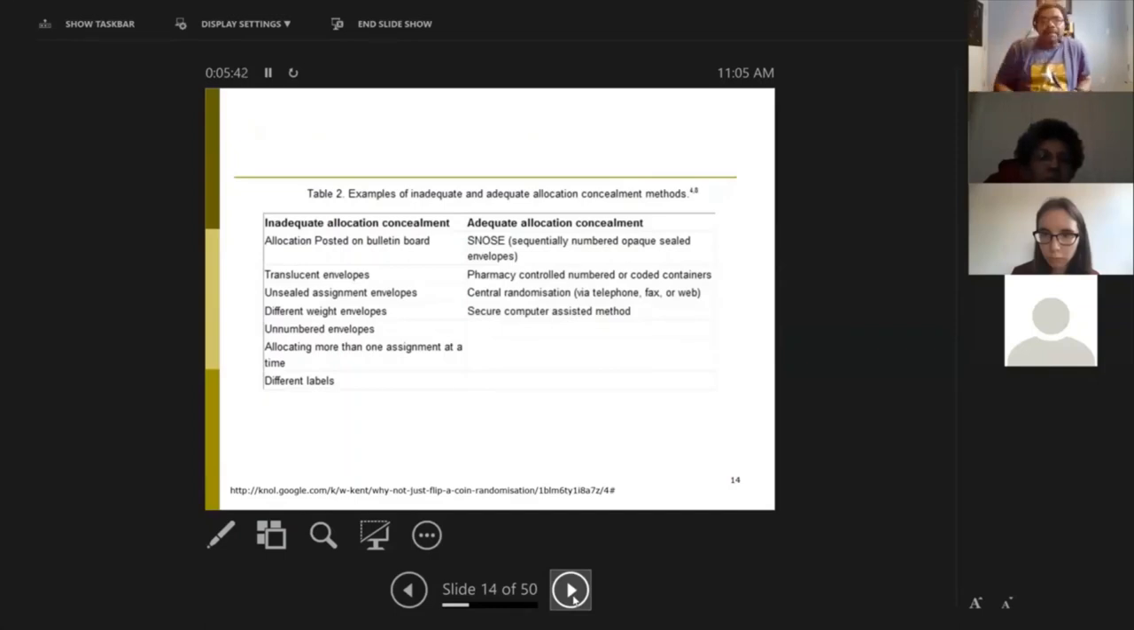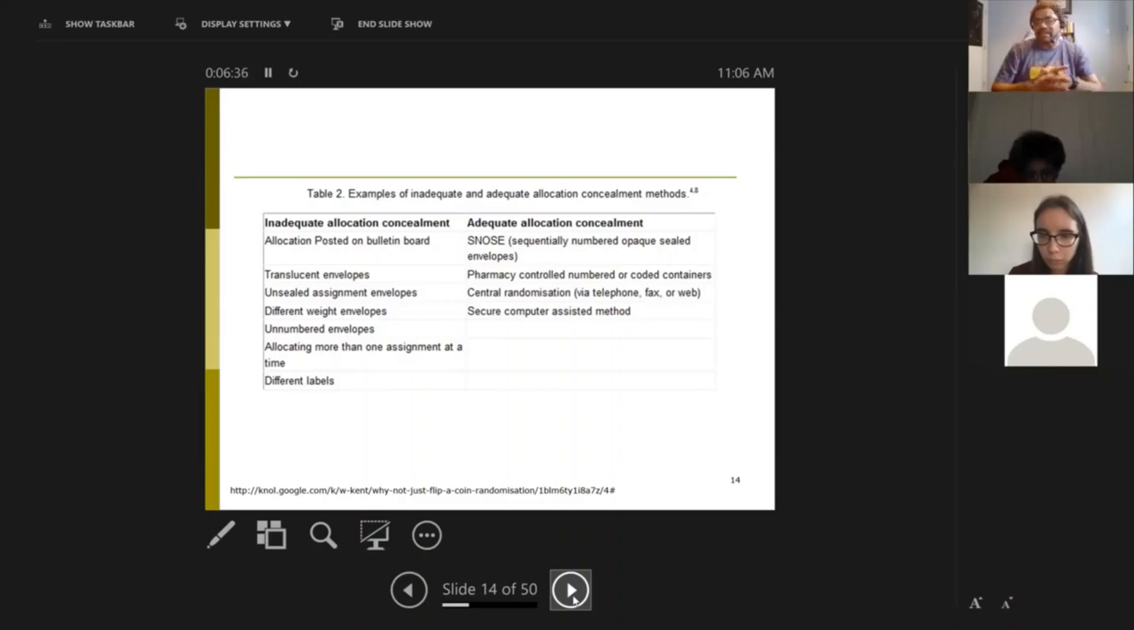So again, allocation posted on the bulletin board, translucent envelopes, unsealed envelopes, envelopes of a different weight, unnumbered envelopes, different colored looking labels, none of them should be used for allocation concealment. The best approaches would be serially numbered, opaque, sealed envelopes of the same kind. Serially numbered, because if anybody picked another envelope out of turn, you will know in an audit. Another approach is pharmacy controlled numbered or coded containers, where the patient, once eligible, is asked to go to the pharmacy. The pharmacist knows nothing about this patient. He or she will take a coded envelope and give it to the patient. That way it's possible for allocation to be totally concealed.